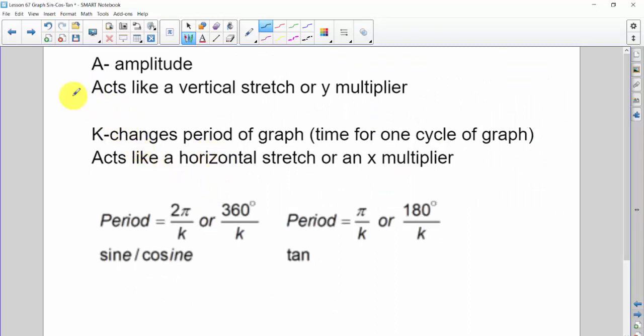Again, just a slide to spell it all out. A is the amplitude, acts like a vertical stretch or a y multiplier. K changes the period, or the time for one cycle of the graph to happen, acts like a horizontal stretch or an x multiplier. The periods are 2 pi over k, or if you're using degrees, 360 over k, that's sine and cosine. For tangent, because tangent has a smaller period to start with, the period is pi over k, or 180 degrees over k if you're using degrees.